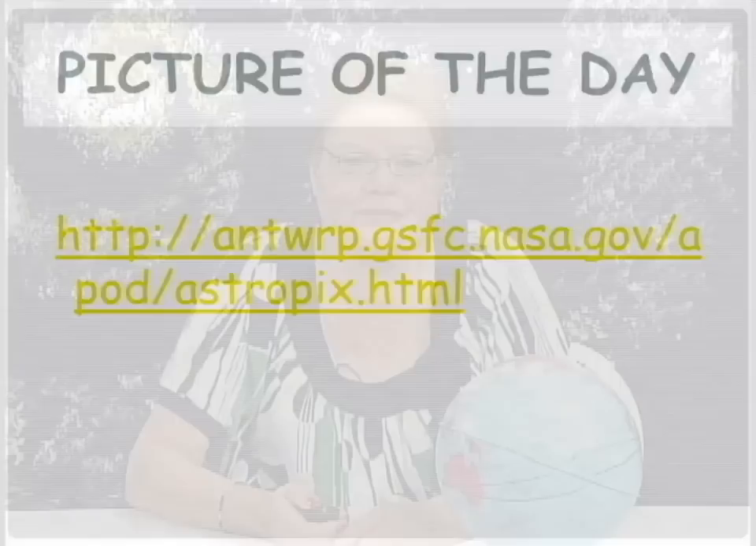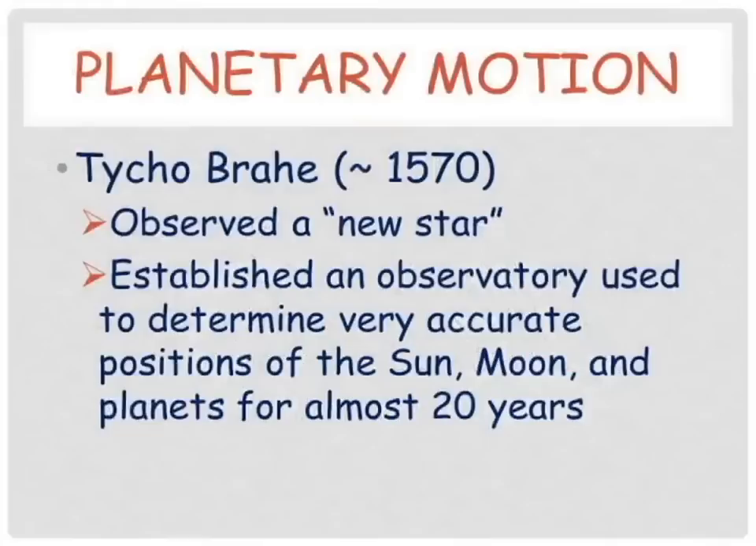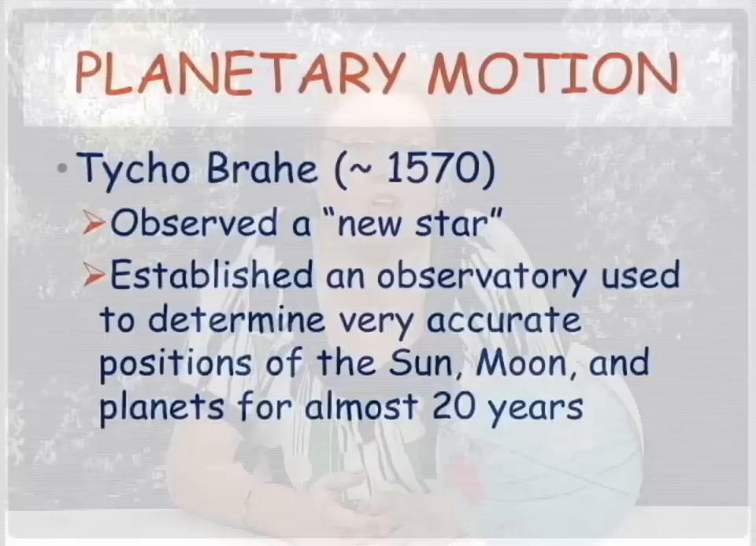So we're going to start talking about planetary motion today. Now we go back and we think about Tycho Brahe, about 1570, so a little bit before Galileo. Galileo was the 1600s, right around the same time that you were having Copernicus coming along. And remember when we were talking about how Copernicus said, well, no, really, the Earth was not at the center of our solar system. The sun was.